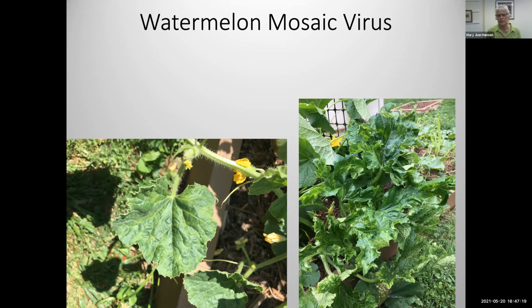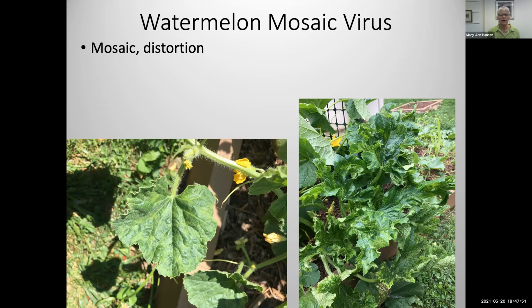So the cucurbits in general get a lot of virus diseases, and they will cause symptoms like mosaic, which is this kind of patchy yellow and green coloration to the leaves. And then you'll often also get distortion of the leaves, which I think you can see on that right-hand picture. So these are symptoms on zucchini. The virus happens to be named watermelon mosaic virus, but it also attacks zucchini. You can see a cucumber plant in the background that looks like the leaves are normal.